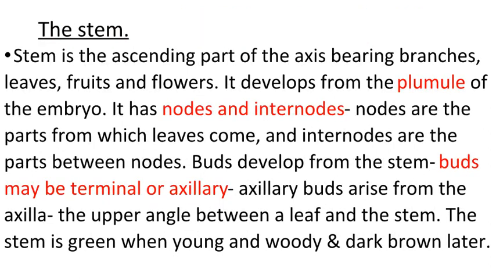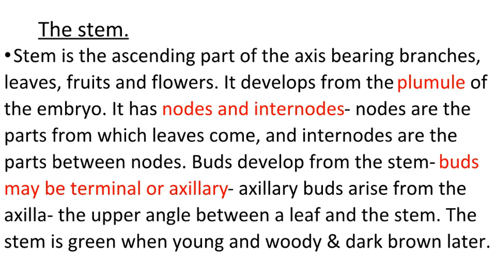The stem. Stem is the ascending part of the axis bearing branches, leaves, fruits, and flowers. It develops from the plumule of the embryo. It has nodes and internodes. Nodes are the parts from which leaves come, and internodes are the parts between nodes.